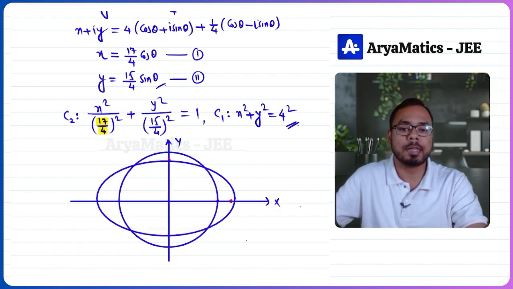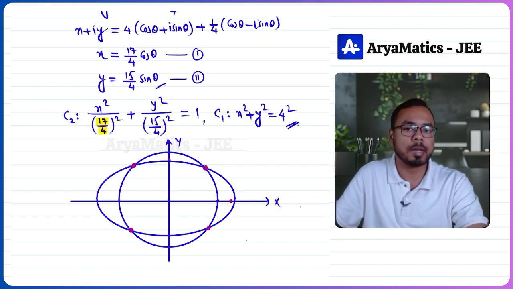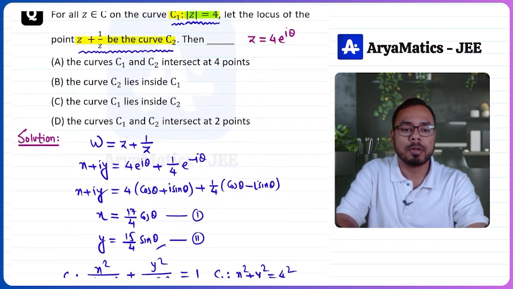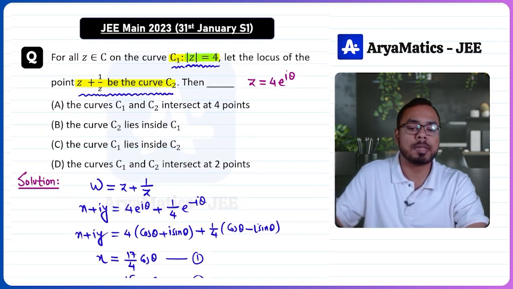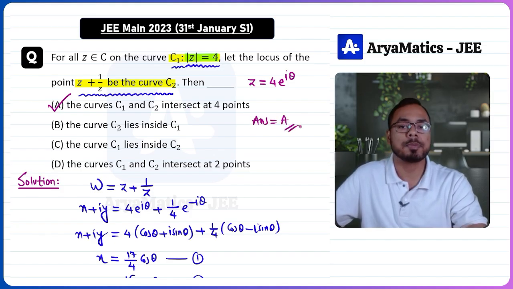And as you can see, these two curves are intersecting at 4 points. The question was at how many points these two curves will intersect. So clearly these two are intersecting at 4 distinct points, and therefore the number of points of intersection between C1 and C2 will be 4, and hence the correct answer for this problem is the first option, right?